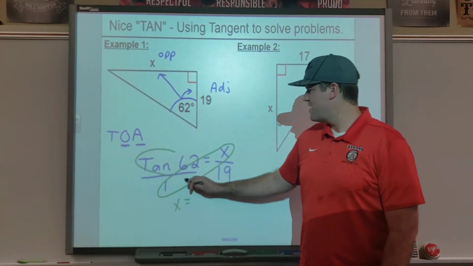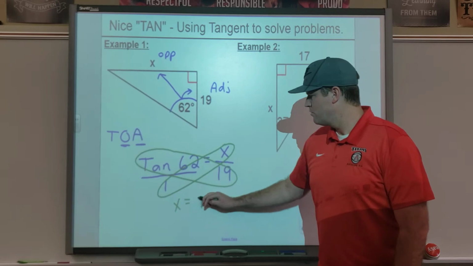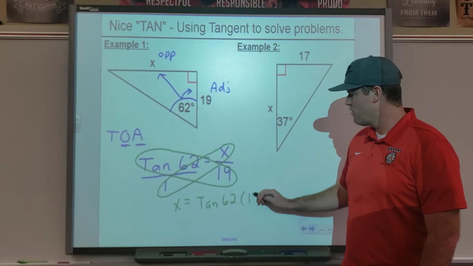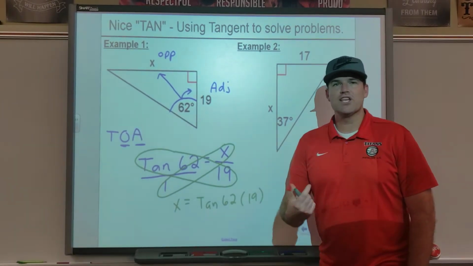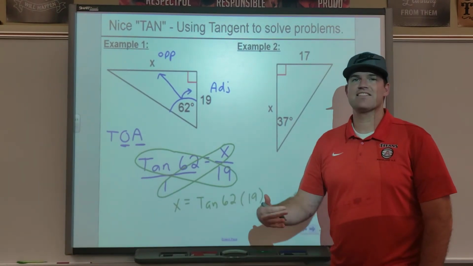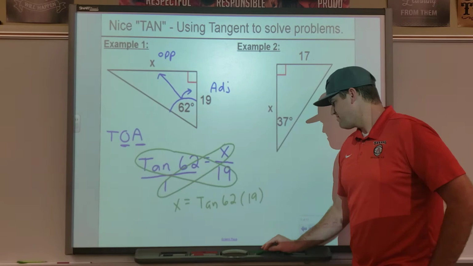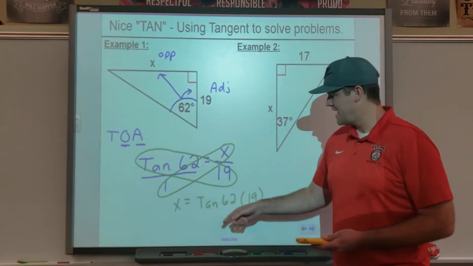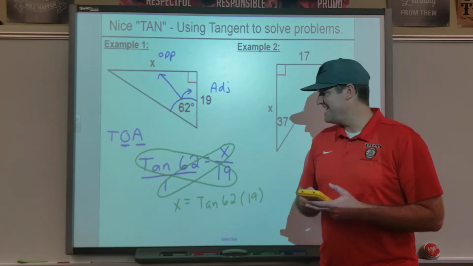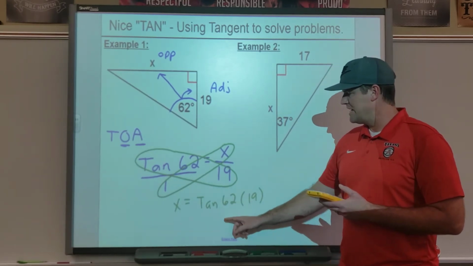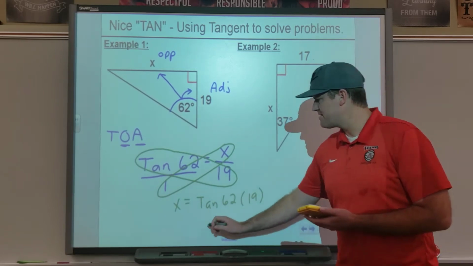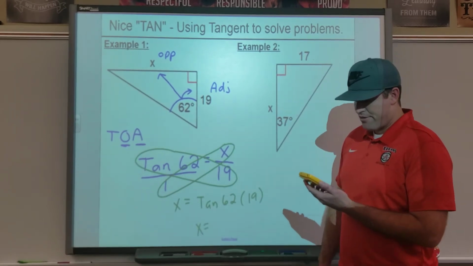You got to be careful with how you do this in your calculator. We want to find tangent of 62, but then we're going to multiply that whole quantity by 19. What you can't do is multiply 62 times 19 to get a big number and then take the tangent of that. That won't work. So in my calculator, I'm going to find tan 62, which is about 1.88, and then I'm going to multiply the 1.88 times 19. So I get that x is about 35.7.